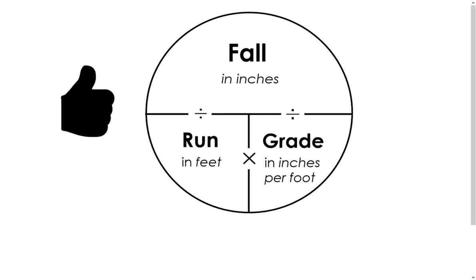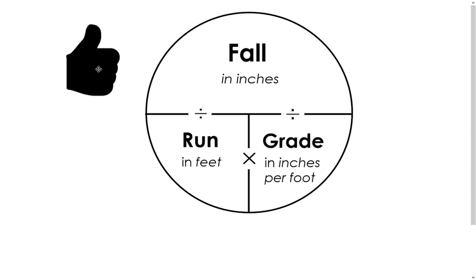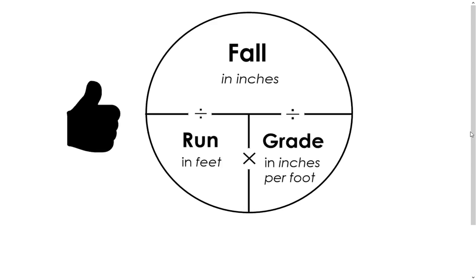This diagram helps to find grade. Fall or run, you take your hand, you're probably used to this, and cover up the thing that you want. If you want fall, you cover it up, and that tells you to do run times grade. If you have run in feet and grade in inches per foot, the feet will cancel out and you'll end up with inches, which is what you want for your fall. For example, if you want run, you do fall divided by grade, and you'll end up with feet as your units. So let's try this in action.